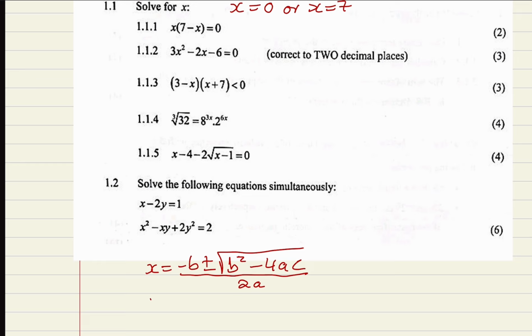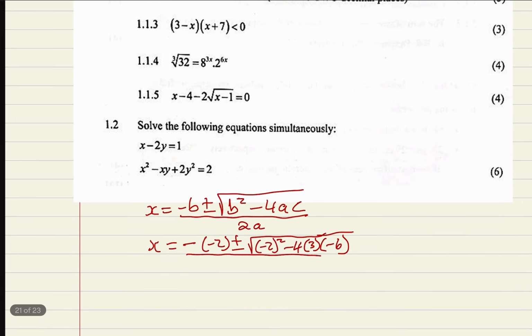Let's substitute. This will be x equals minus of the formula, minus 2, then plus or minus the square root of minus 2 all squared minus 4 into, your a is 3 and your c is negative 6. Then this is all over 2 into 3. Then you will have 2 x values. If you miss how to round off in one of them, then the answers are wrong.